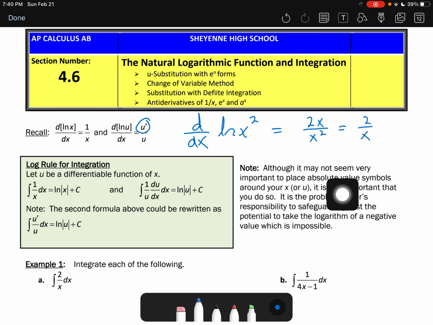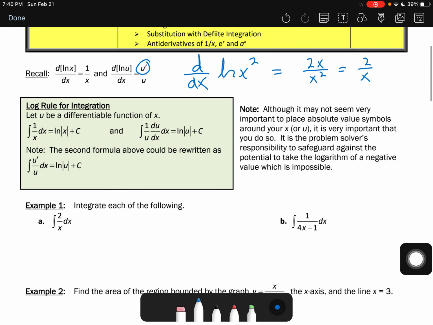although it may not seem very important to place absolute value symbols around your x or u, it's important to do so just to safeguard against the potential to take a log of a negative value, which is impossible. Okay.